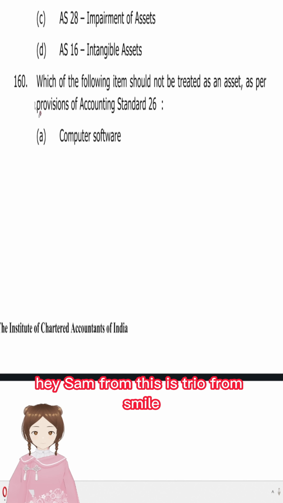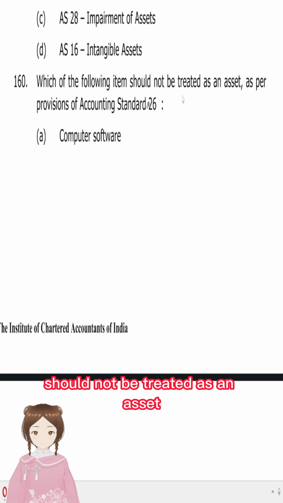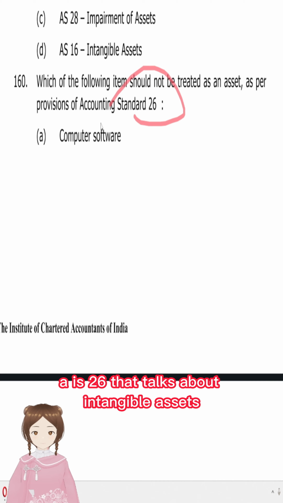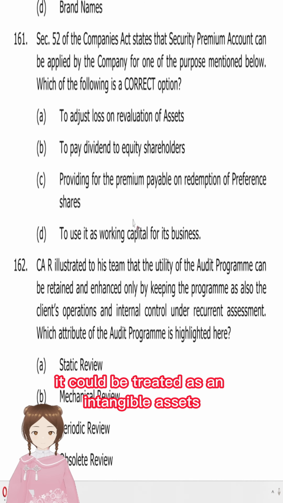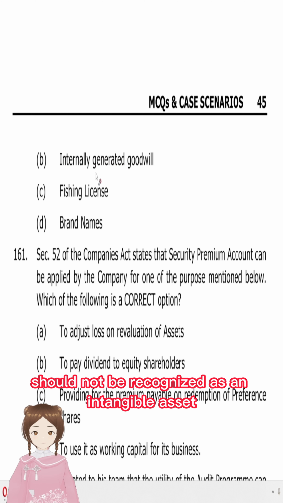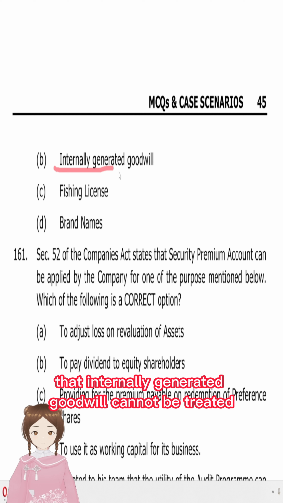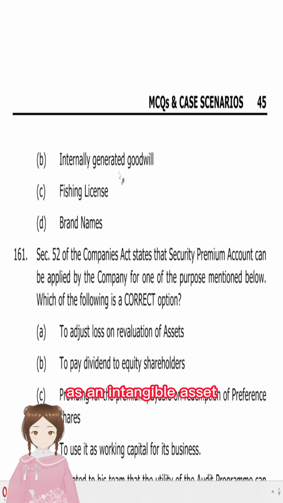Hey Sampham, this is Shreya from Samaya, MCQ 160, CA Inter. Which of the following items should not be treated as an asset? As per AS 26, that talks about intangible assets. Computer software could be treated as an intangible asset. Internally generated goodwill should not be recognized as an intangible asset. Fishing license can be, brand names can. So option B is the most appropriate answer, that internally generated goodwill cannot be treated as an intangible asset.